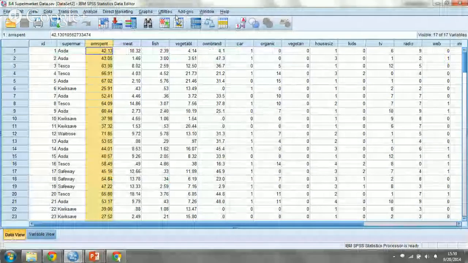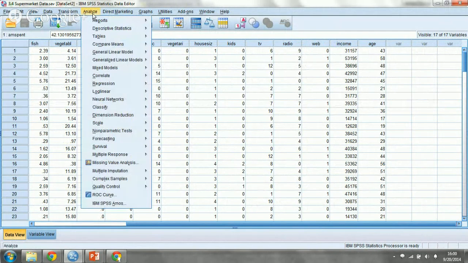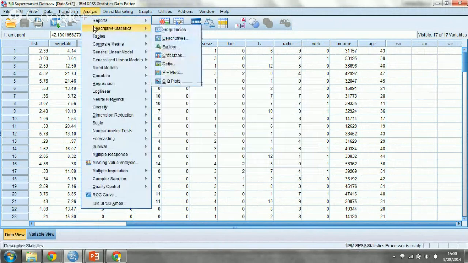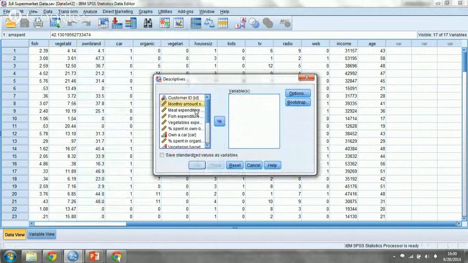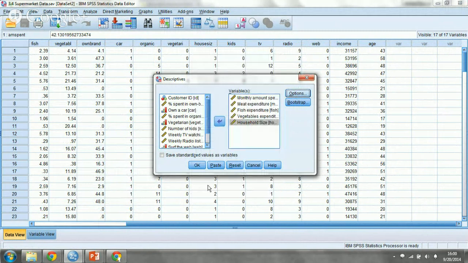All right, now. Here we have this data, and we want to know what some of these outliers are. Well, how do we go about finding what the outliers are? What is drastically changing or skewing the mean from what a normal distribution would be? Well, one way of going about finding outliers, and I'm going to show you this very briefly, we talked about descriptive terms in our previous analysis of frequency. Now, if I go to Analyze, Descriptive Statistics, Descriptives, I can again choose monthly amount spent, meat expenditure, fish expenditure, vegetables expenditure, and household size. When I go to options, I again can get the mean, the standard deviation, the variance, the range, the minimum, and the maximum, right?